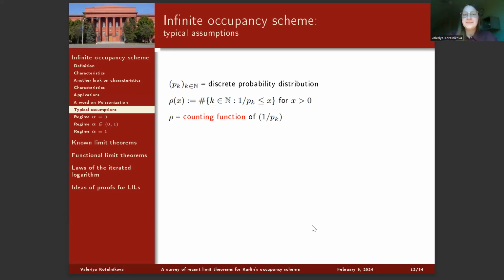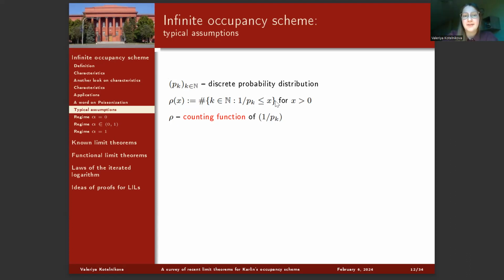And usually, those assumptions are stated not in terms of the discrete probability distribution, but in terms of some function rho, which absorbs properties of this discrete probability distribution. A suitable function like this for us is the counting function for the sequence 1 over pk, which is defined as the number of indexes k for which 1 over pk doesn't exceed x.